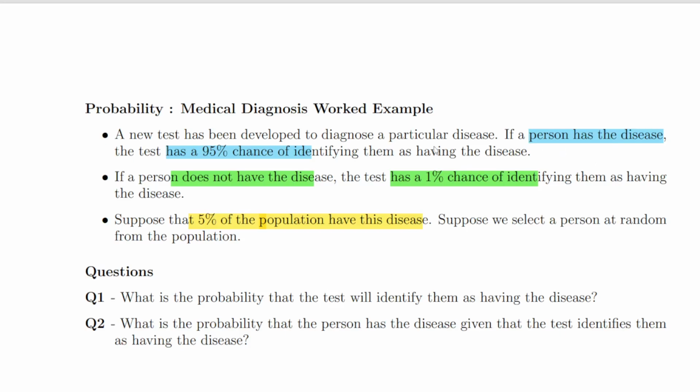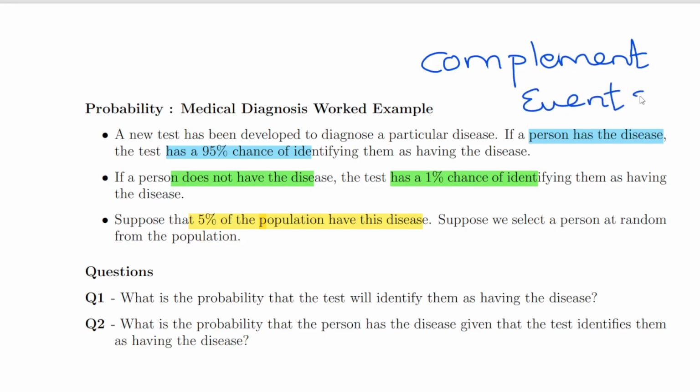Okay, so now if the person does not have the disease, the test has a 1% chance of identifying them as having the disease, but that means that there's a 99% chance of identifying them as not having the disease. So just look at the extra pieces of information that were given there. Essentially, just think about the idea of complement events in both cases, because we're able to deduce the probability of the complement events just on that piece of information. So it's almost like we're given 4 pieces of information rather than 2.